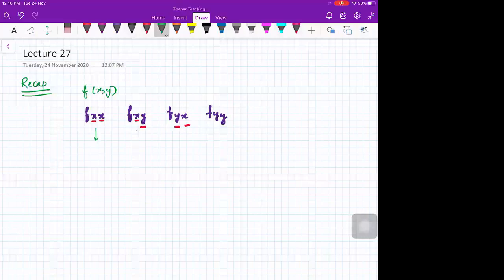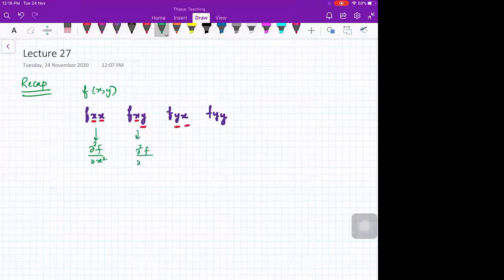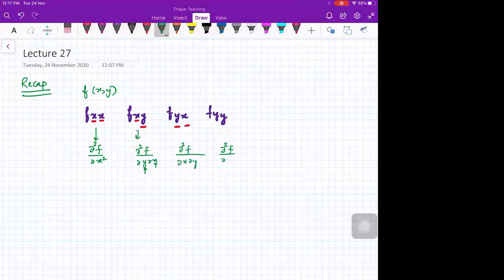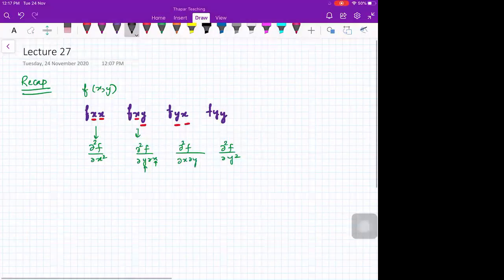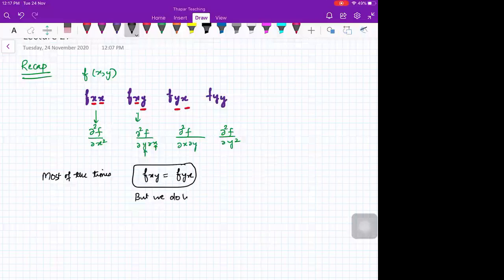So if you write it in the other notation, this will be ∂²f/∂x². This will be ∂²f/∂y∂x, because first you will differentiate with respect to x, then with respect to y, and this will be ∂²f/∂x∂y, and this will be ∂²f/∂y². Right? And most of the times, as we have done in the last class, fxy is equal to fyx. But we do have examples where fxy may not be equal to fyx.